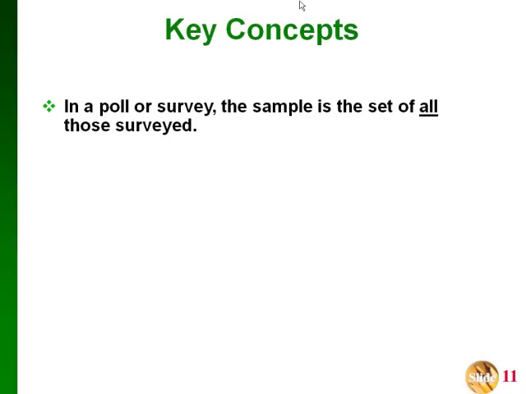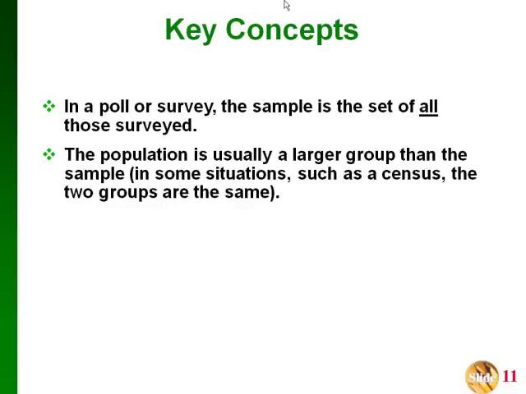So key concepts about samples and populations. If we have a poll or a survey, the sample is going to be the set of all of those who were actually surveyed, no matter what their answer was or no matter what their response was. And the population is always going to be a larger group than the sample, except in the situation where we have a census. A census means that we are actually surveying the entire population. In that case, the two are the same, but in every other case, the population is larger than the sample.